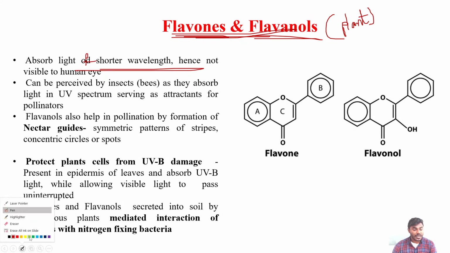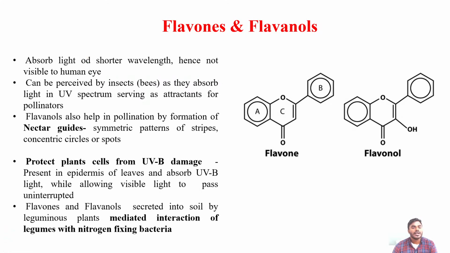Since they are absorbing light of very short wavelength, they are not at all visible to the human eye. If they are not visible to the human eye, then who can see that? Obviously, my friends, it can be perceived by the insects. Very important. Now you can ask me, sir, what is the function of flavones and flavonols inside the plant body?